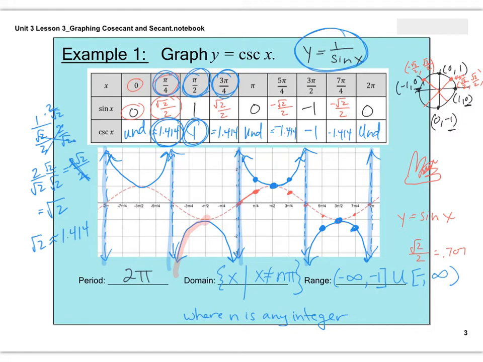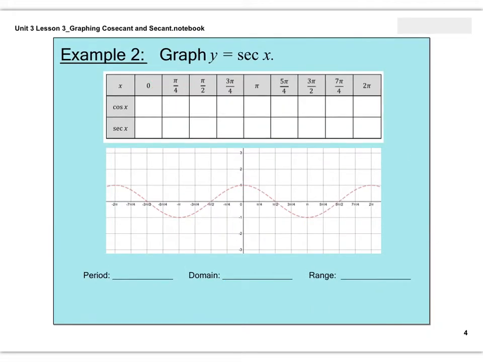And that's the range. Let's try to graph y equals secant x. Remember, secant x is equivalent to 1 over cosine x. So think about your normal cosine curve.